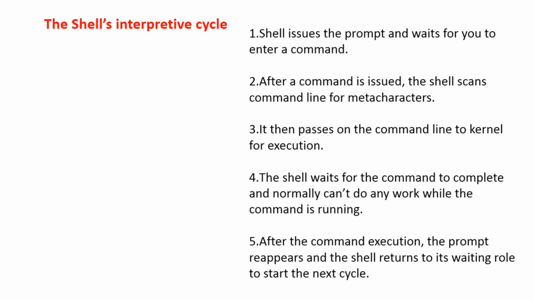Once the user gets the result from the kernel, the prompt reappears again, and the shell returns to its waiting role and waits for the next cycle. These are the different steps of the shell's interpretive cycle: how exactly the shell executes a command and gives the result back to the user.